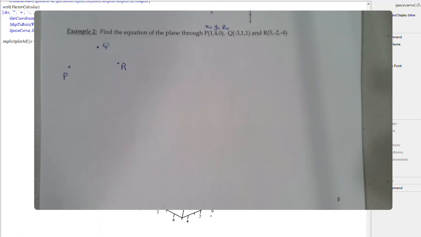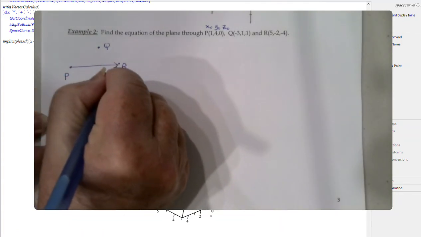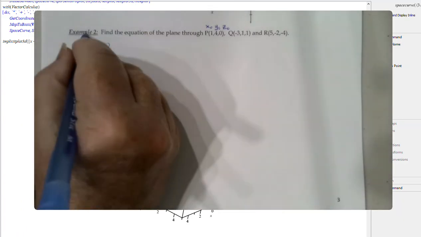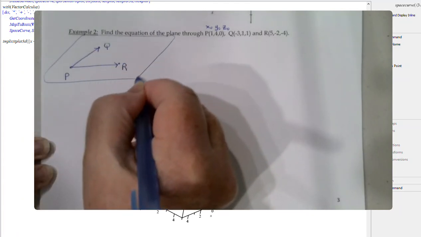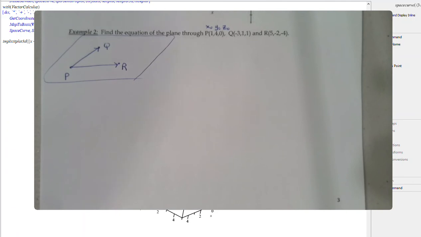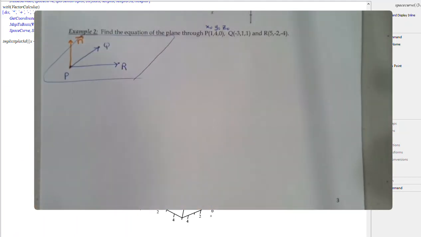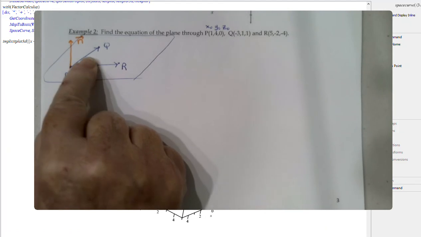Now, I need to get a normal vector. If I were to create 2 vectors here, PR and PQ, those vectors lie within the plane whose equation I'm trying to find. I want a vector perpendicular to that plane, so it has to be perpendicular to both the vectors I just drew. And we know a way to find a vector perpendicular to 2 known vectors. We use the cross product, right? So if I want my normal vector, n could be found by doing the cross product of PR and PQ.